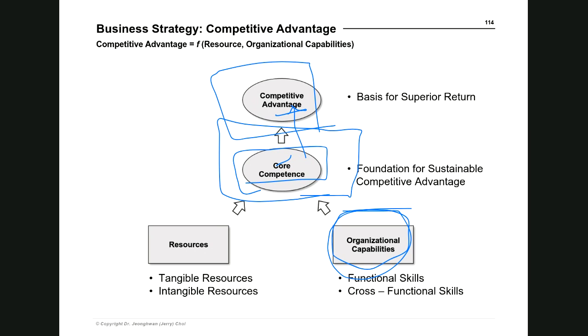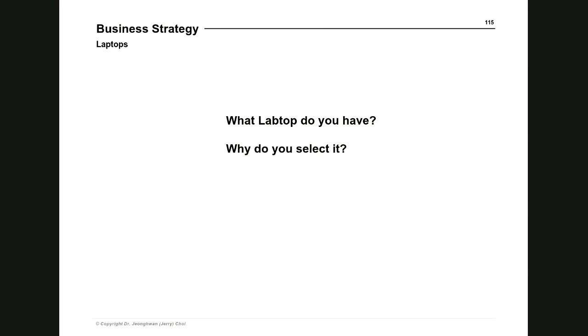Okay, so we learned about multiple capitals that help us have more competencies, and then finally we can create and sustain the competitive advantage. That's what we have learned. Good, and based on that, we talk a little about why you choose a certain product or service in a specific market. What kind of laptop do you use, or why did you choose that?